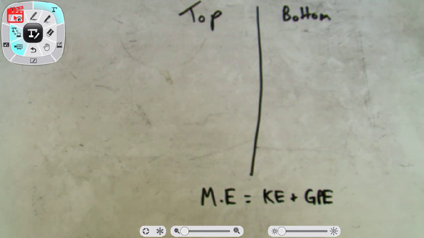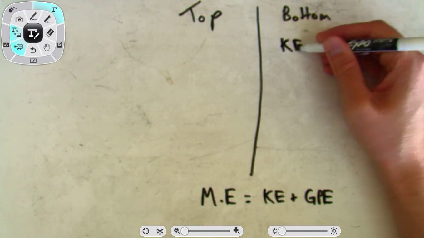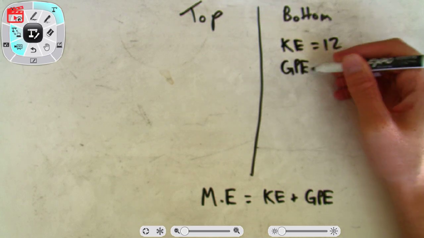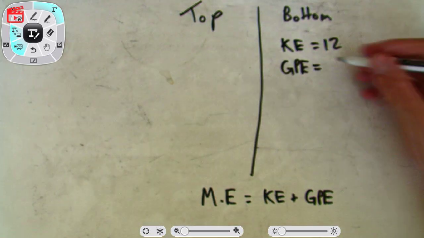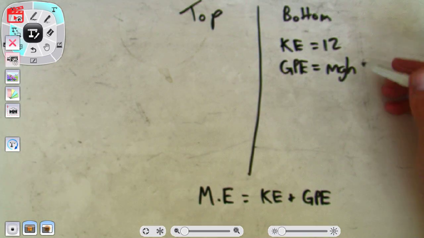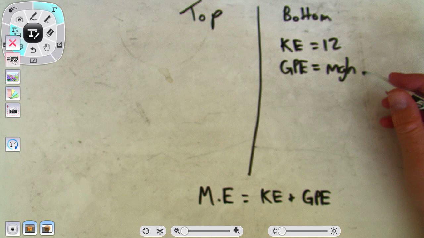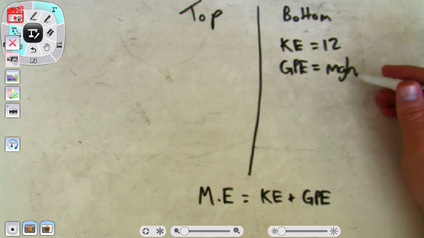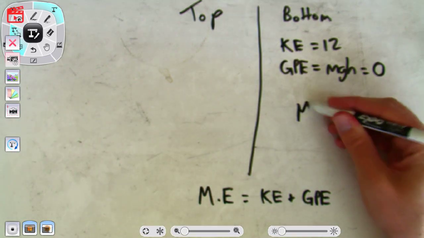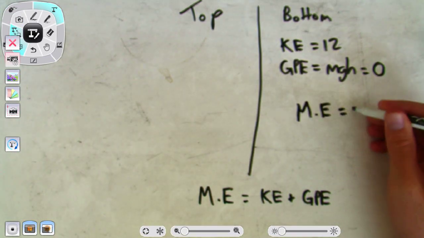Well, what we know in this question is that at the bottom, kinetic energy equals 12, and GPE, because it's at the bottom, right? GPE equals mass times gravity times height. If we're at the bottom, our height is 0, so GPE is equal to 0, right? So the mechanical energy at the bottom is going to equal 12.